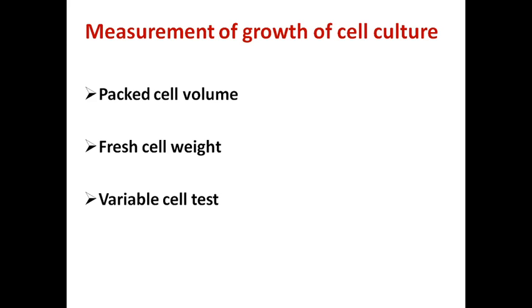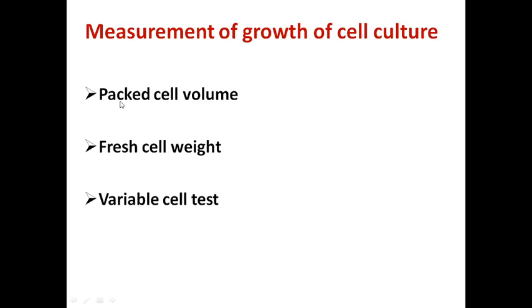So students, next I am focusing on the measurement of the growth of the cell culture. The method used to determine this is the cell number, by counting the cells in a hemocytometer. It is one of the instruments. Under the microscope, suspension culture is preferable. There are three different methods for the measurement of the growth of the cell culture: the packed cell volume, second the fresh cell weight, and the viable cells test.